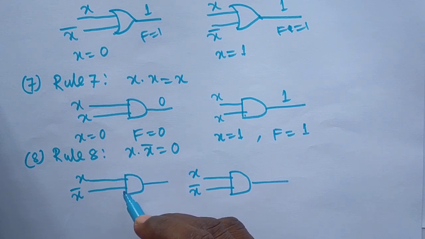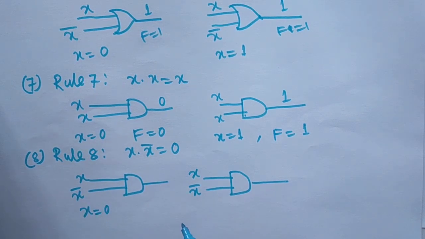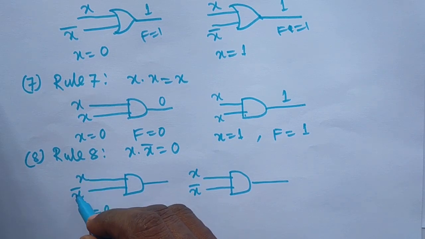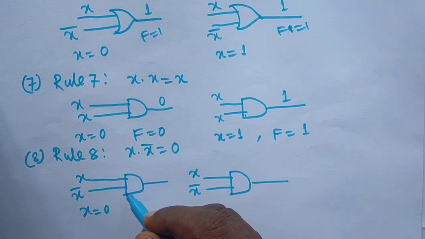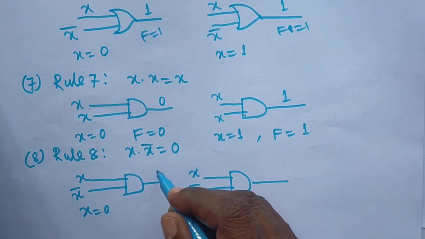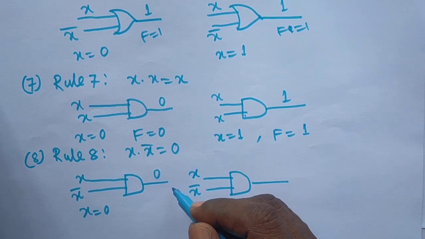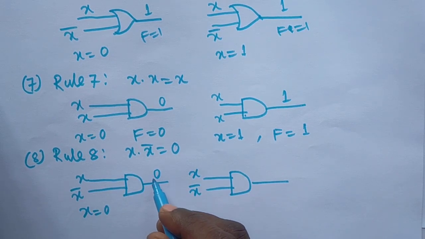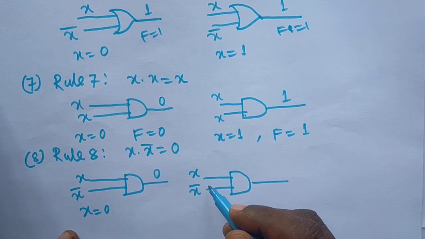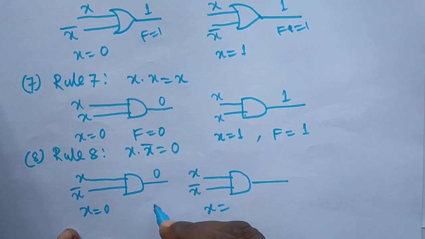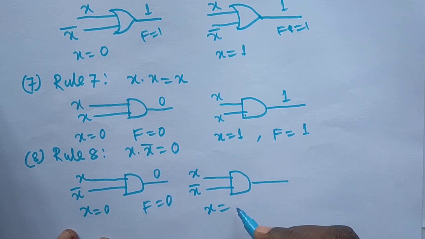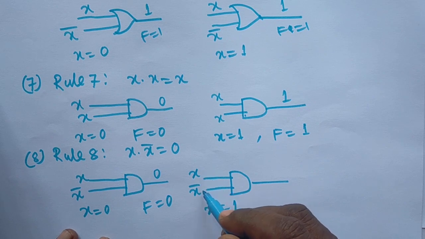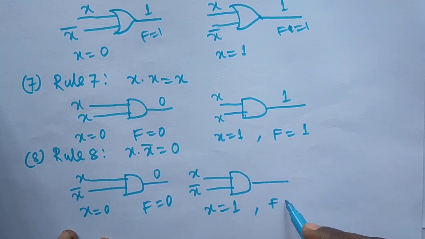You see, if we consider x is equal to 0, then what happens? If it is 0, this is 1. So 0 into 1, because it is an AND gate we consider, 0 into 1 means 0. If x is equal to 1, then x complement is 0, so 1 into 0 is equal to 0. So f will be 0. Here f will be 0.